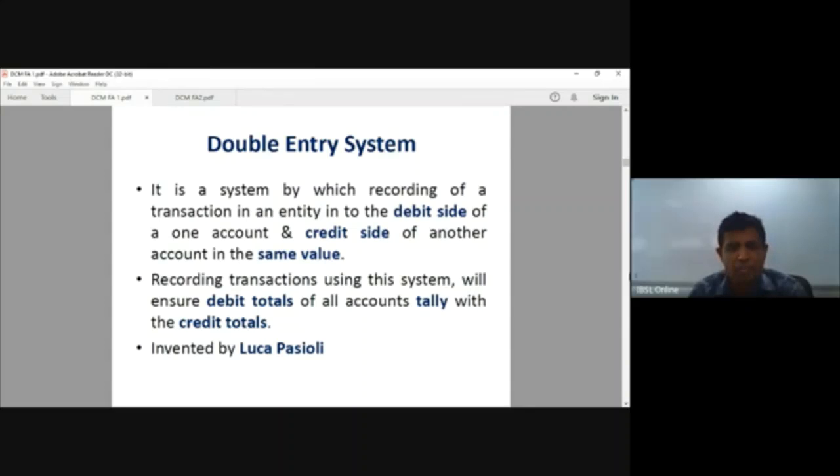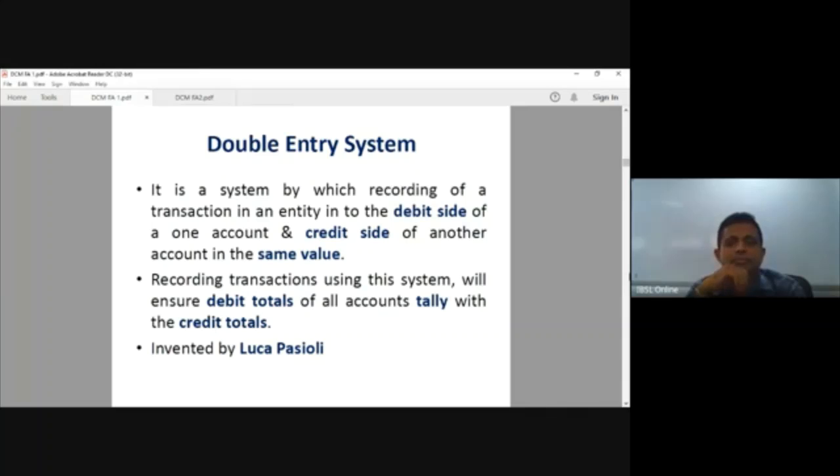If you take this double entry system, that is the most important session of accounting. If I identify accounting as a human body, the heart of that human body is the double entry system. Therefore, that is a topic of utmost importance as far as accounting is concerned.